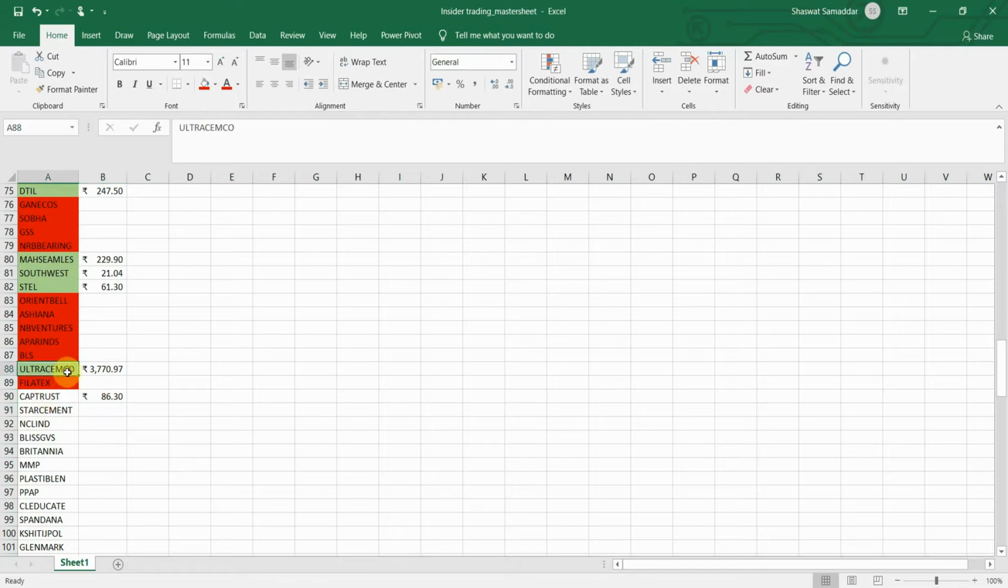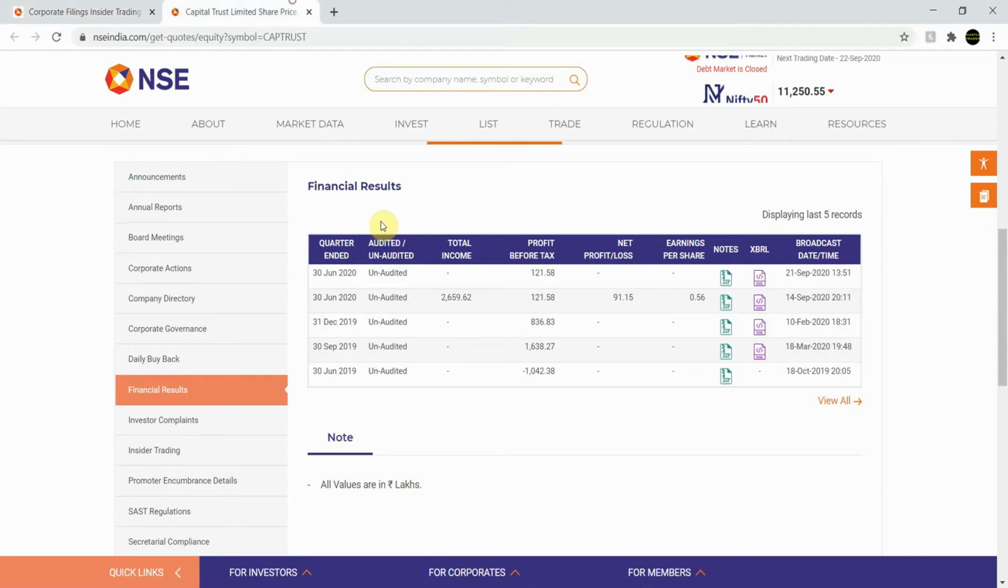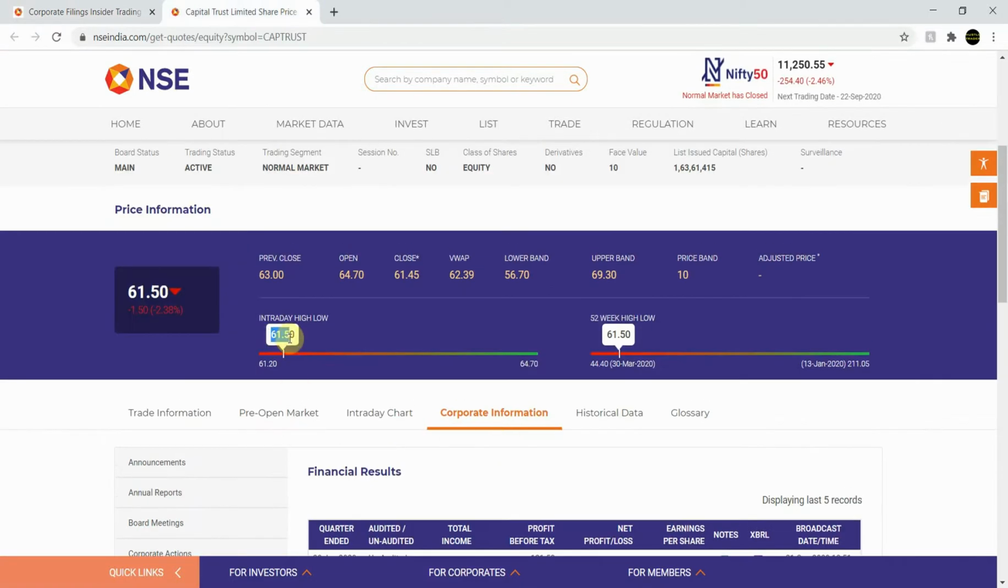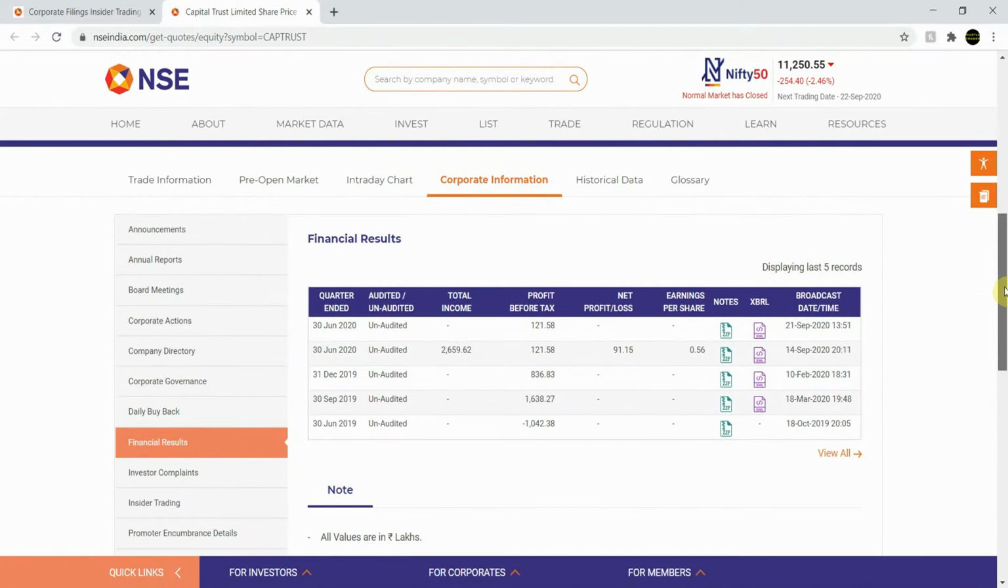Next, we will check the price at which Captrust is currently trading. It's trading at 61.50. It's way below the price of 86.30 rupees. So what I will do is keep this stock in my watch list for now, and then I will study the charts of this stock. In the next parts, I will also show how to finally make a position in the stocks.